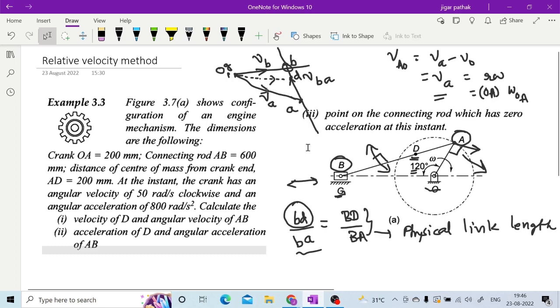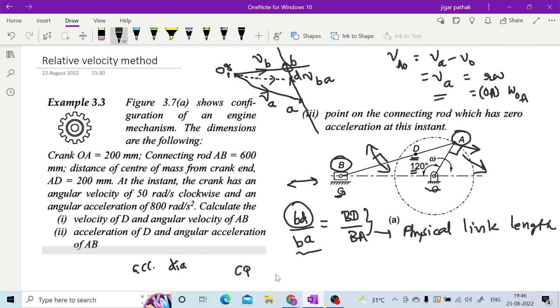So once you are done with this velocity diagram, then you have to start drawing your acceleration diagram. In acceleration diagram, you will have two different accelerations. One is centripetal acceleration, and one is tangential acceleration. So this acceleration may be centripetal or tangential. The centripetal can be calculated from omega square r, while the tangential is calculated as alpha into r. Omega square into r is same as v square upon r.